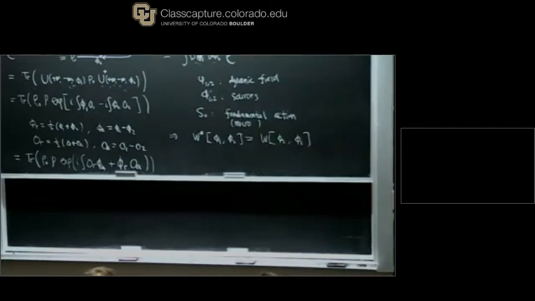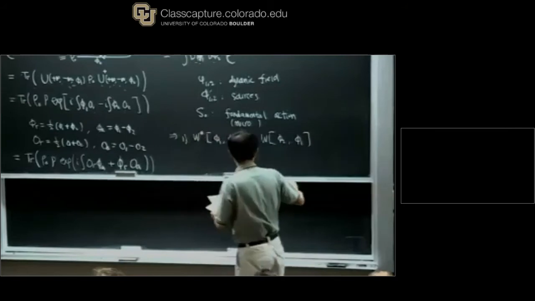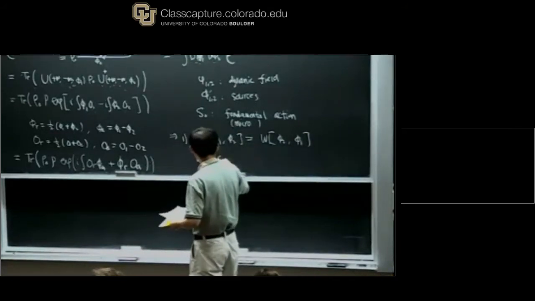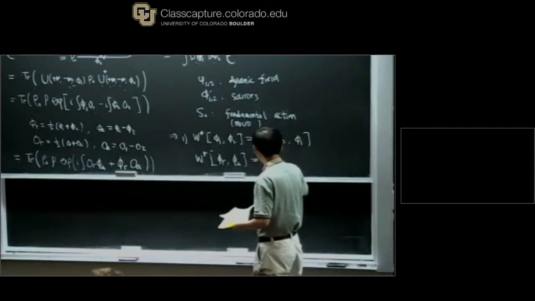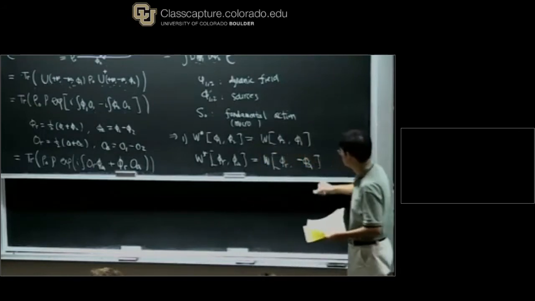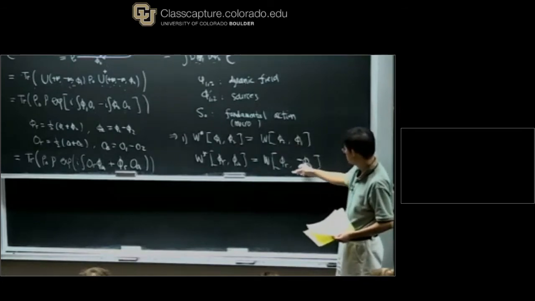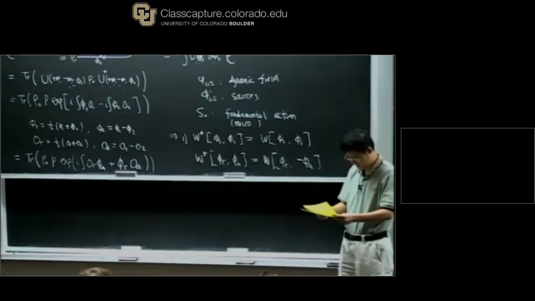So this is the first property, and you can also write it in terms of the RA variables. Then you get W star of phi R, phi A relates to W of phi R, minus phi A, because when you exchange phi 1, phi 2, the antisymmetric variable will change sign.